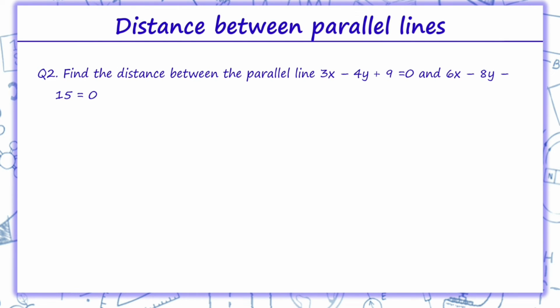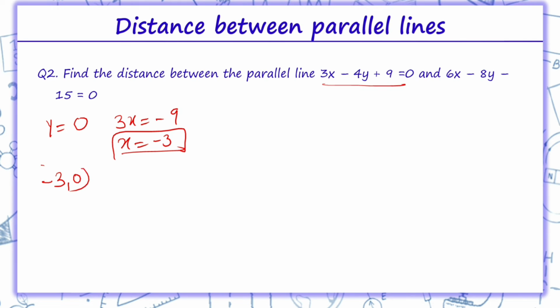So let's suppose y is equal to 0, and we put it in equation number 1. We'll get 3x is equal to minus 9, thus the value of x is minus 3. So the point (minus 3, 0) is a point on the line. Now we have to calculate the length of the perpendicular distance.